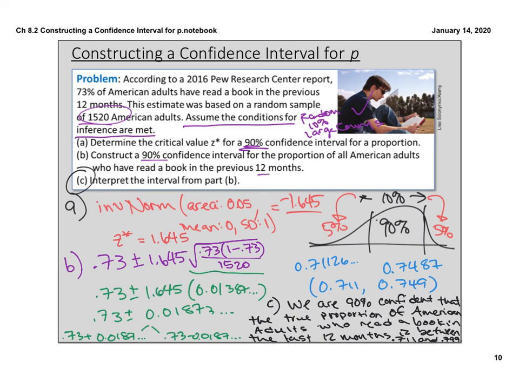Again, I wrote that really small, and I'm sorry about that, but here's all the points it has to include. It has to include the confidence level. It has to talk about how it's the population proportion. So when I say true proportion, I'm talking about the population proportion. Give it the context, that's reading a book in the last 12 months, and then actually list what the interval is. Those are all the parts that it has to have when you write out your interpretation.